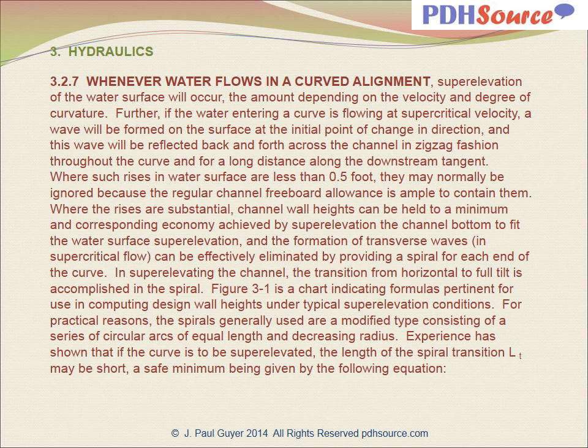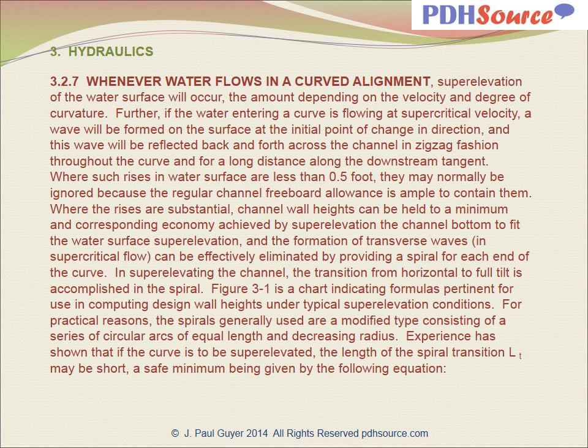Figure 3.1, which we will see in a moment, is a chart indicating formulas pertinent for use in computing design wall heights under typical superelevation conditions. For practical reasons, the spirals generally used are a modified type consisting of a series of circular arcs of equal length and decreasing radius.